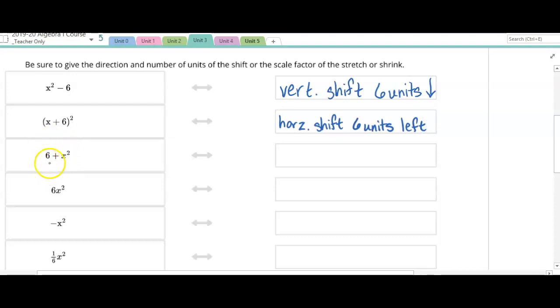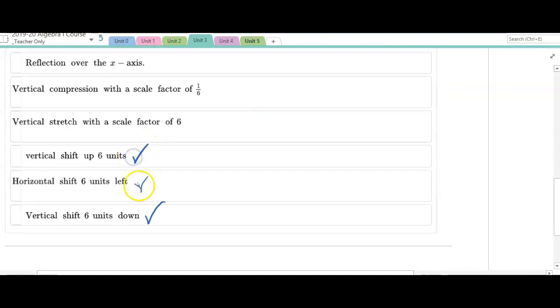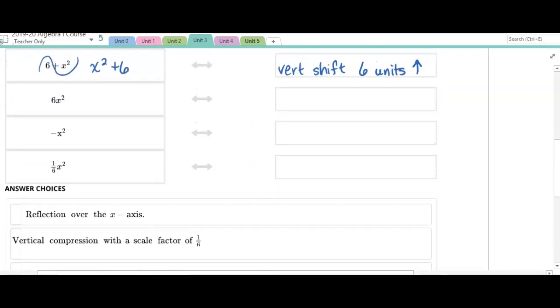Here we have a 6 before the x squared, but remember, addition is commutative, so we could say x squared plus 6. Now it's very similar to the first one. We're adding a number after x squared, which means a vertical shift 6 units up. And we've used all 3 of those.